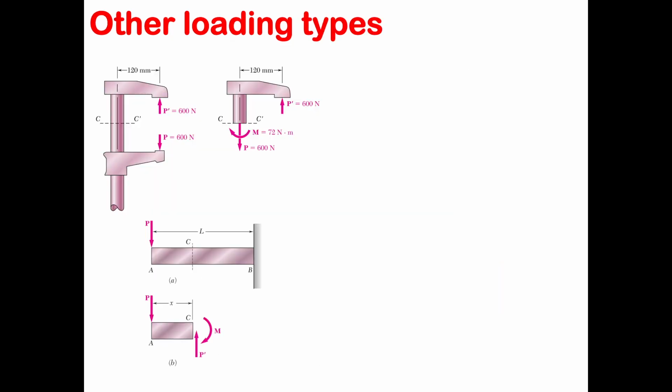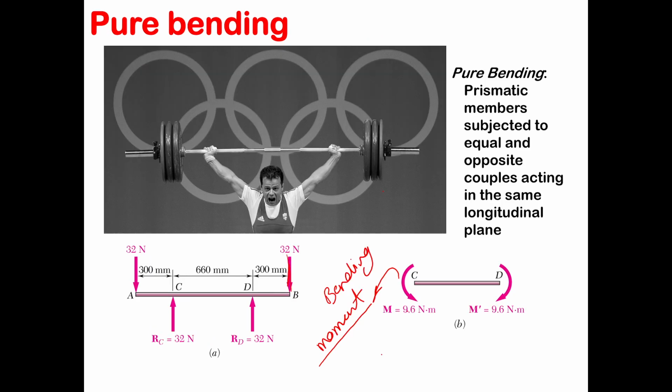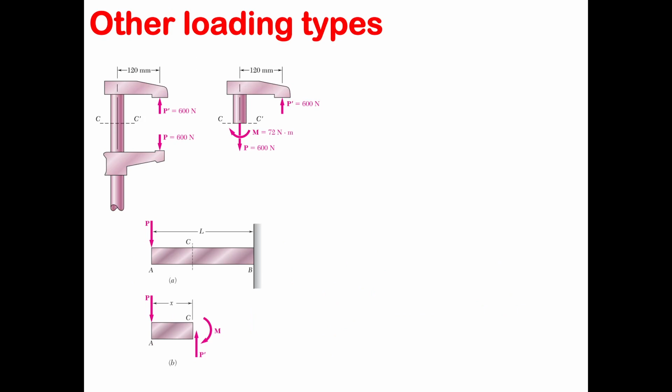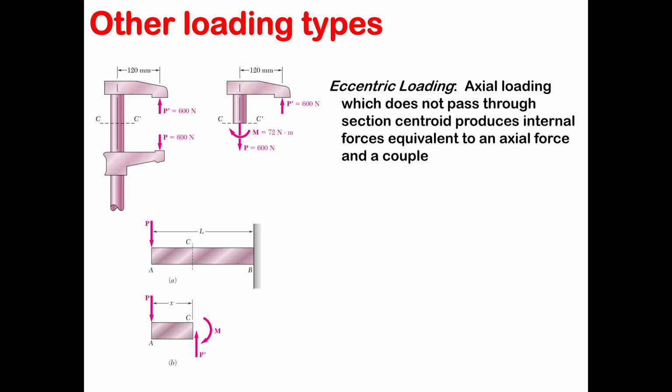But the bending moment is not the only type of load that is going to cause bending. We can have eccentric loading, which is an axial loading that does not pass through the section centroid. And this produces an internal force equivalent to an axial force and a couple, right? So we're going to have bending, and here we are also going to have tension, because the load is not passing through the centroid of the section, right?